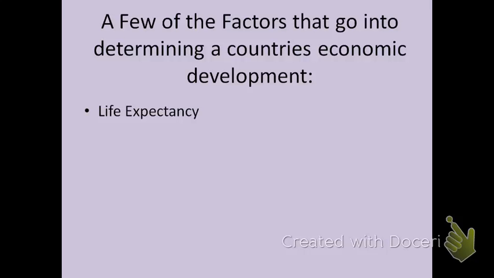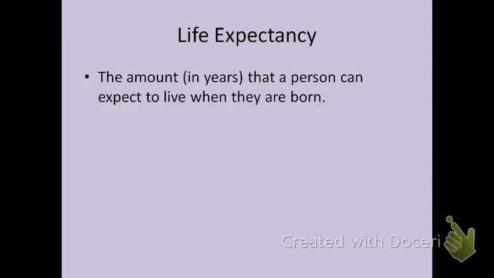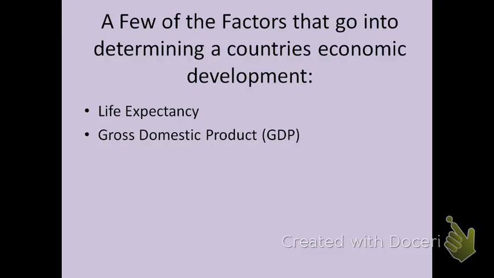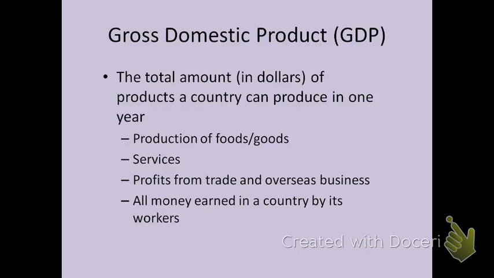Life expectancy, which is the amount in years that a person can expect to live when they are born. Gross domestic product. Sometimes you'll hear this referred to as the GDP of a country. The gross domestic product is the total amount in dollars of products a country can produce in 1 year. So that includes the production of foods and goods, services, profits from trade and overseas business, and then all the money that's earned in a country by its workers.